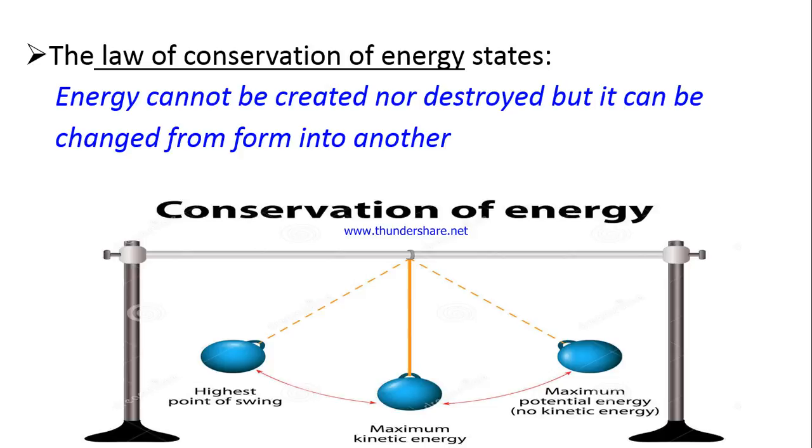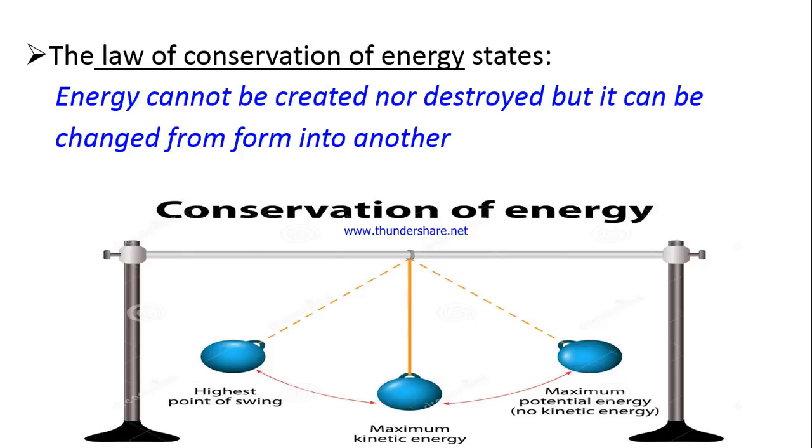So the law simply says energy cannot be created nor destroyed, but it can be changed from one form into the other. Simply put, it just can't disappear, right? So as you saw in the last example, and even in the example I have below here, energy changes from one form to the other.